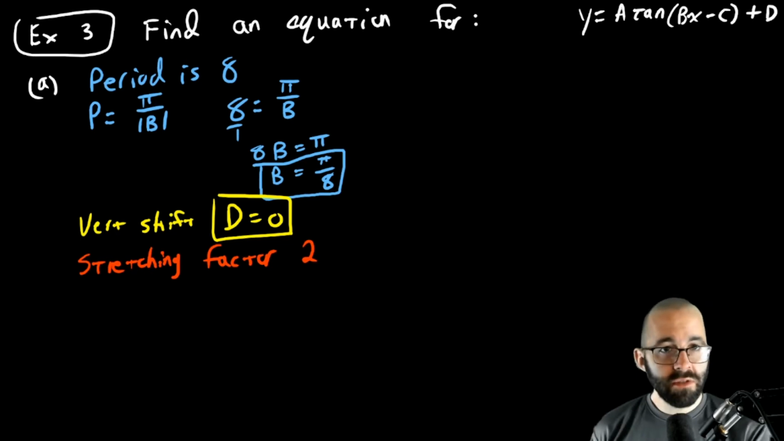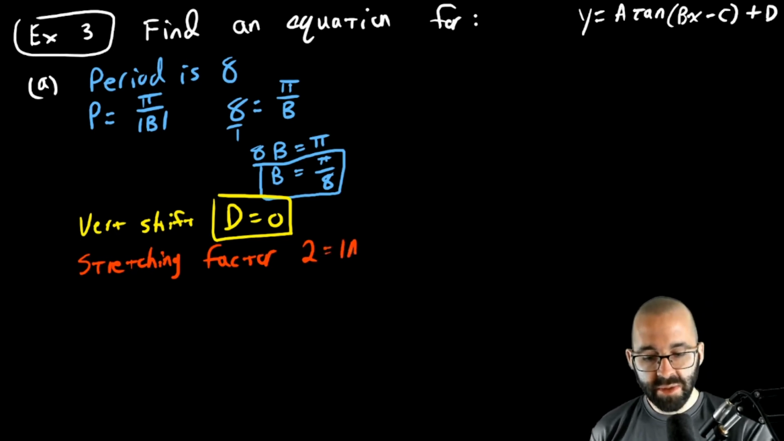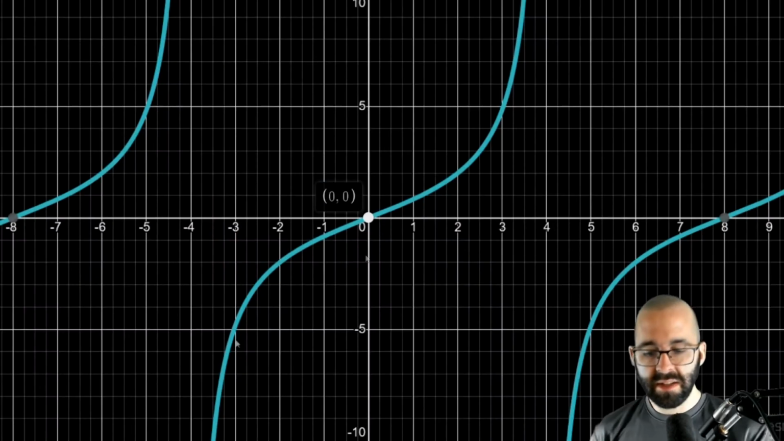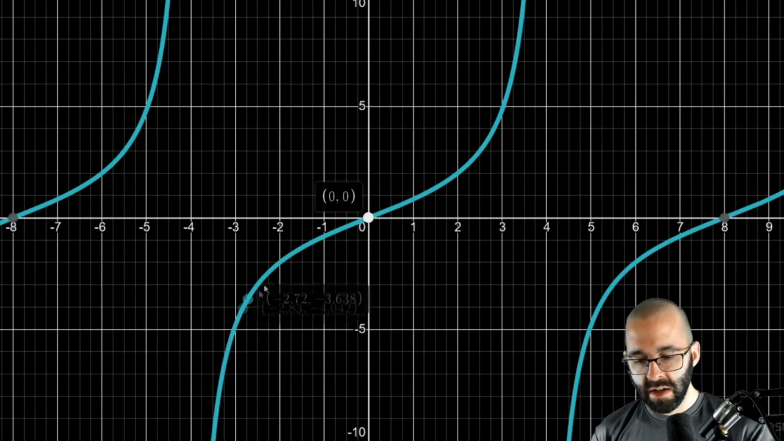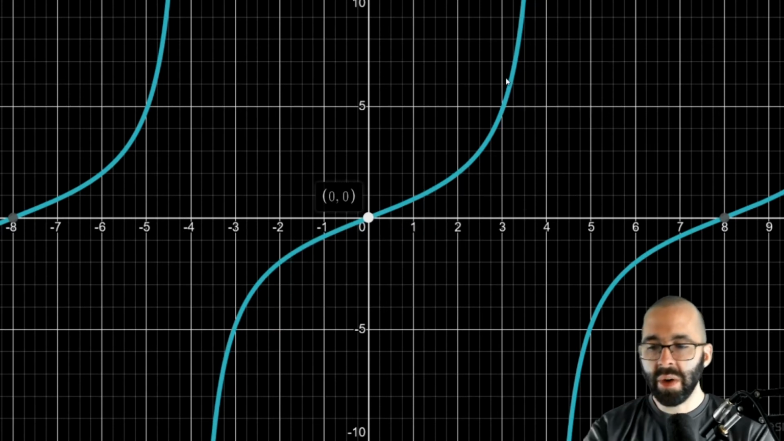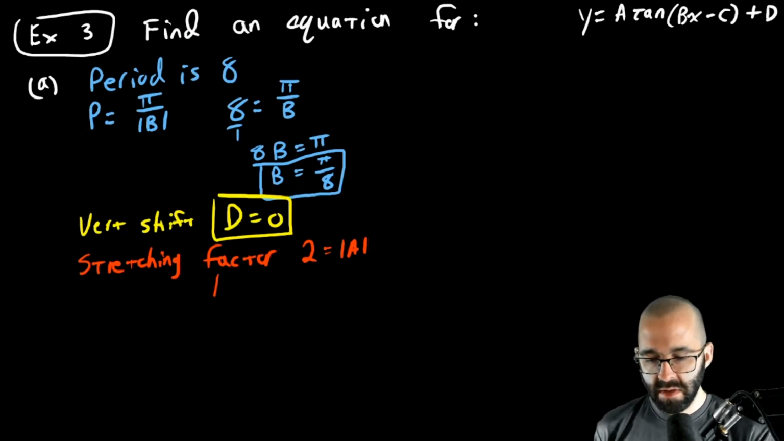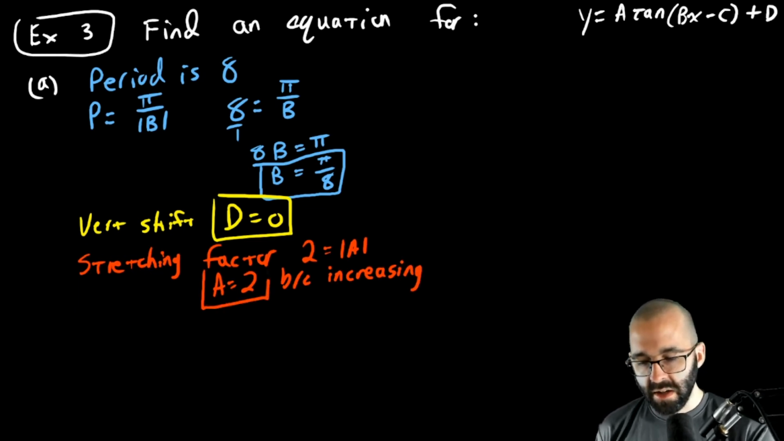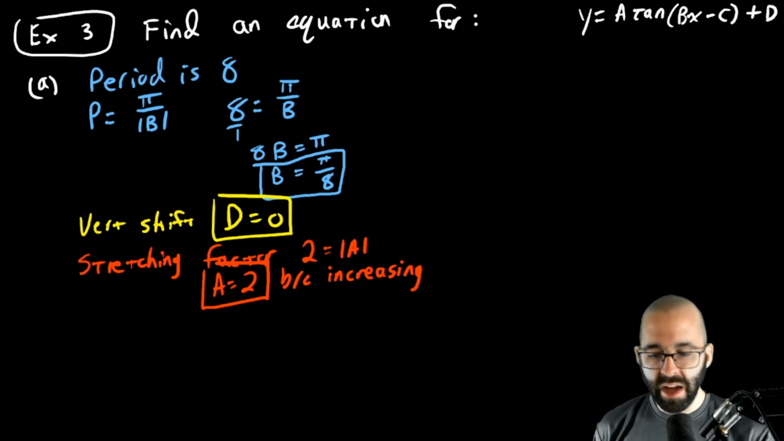And remember, the stretching factor is not the same thing as A. This is the absolute value of A, and we do sometimes deal with negatives for our A's. But since everything is going up here, we do know A is positive, because it's always increasing. If it was decreasing everywhere, then A would be negative. Good. So we have B, we have D, we have A. We're almost done. Let's look at phase shift.